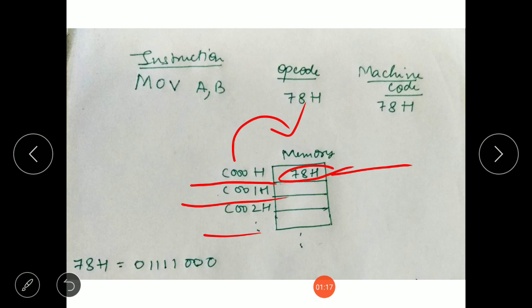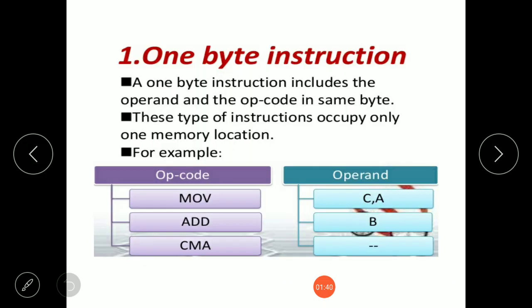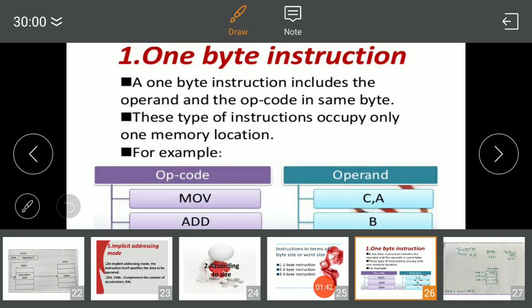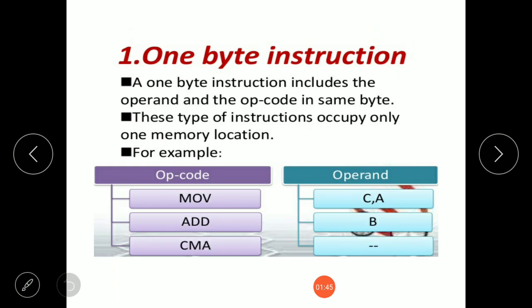Or in very simple terms, there are those instructions where there is no hexadecimal number along with that instruction. When you see an instruction and you do not see any hexadecimal number along with it, it means that instruction will be of 1 byte. As you can see, MOV A comma B, or ADD B, CMA. These instructions do not have an extra hexadecimal number along with them. So these instructions are of 1 byte and they are represented by their opcode only.